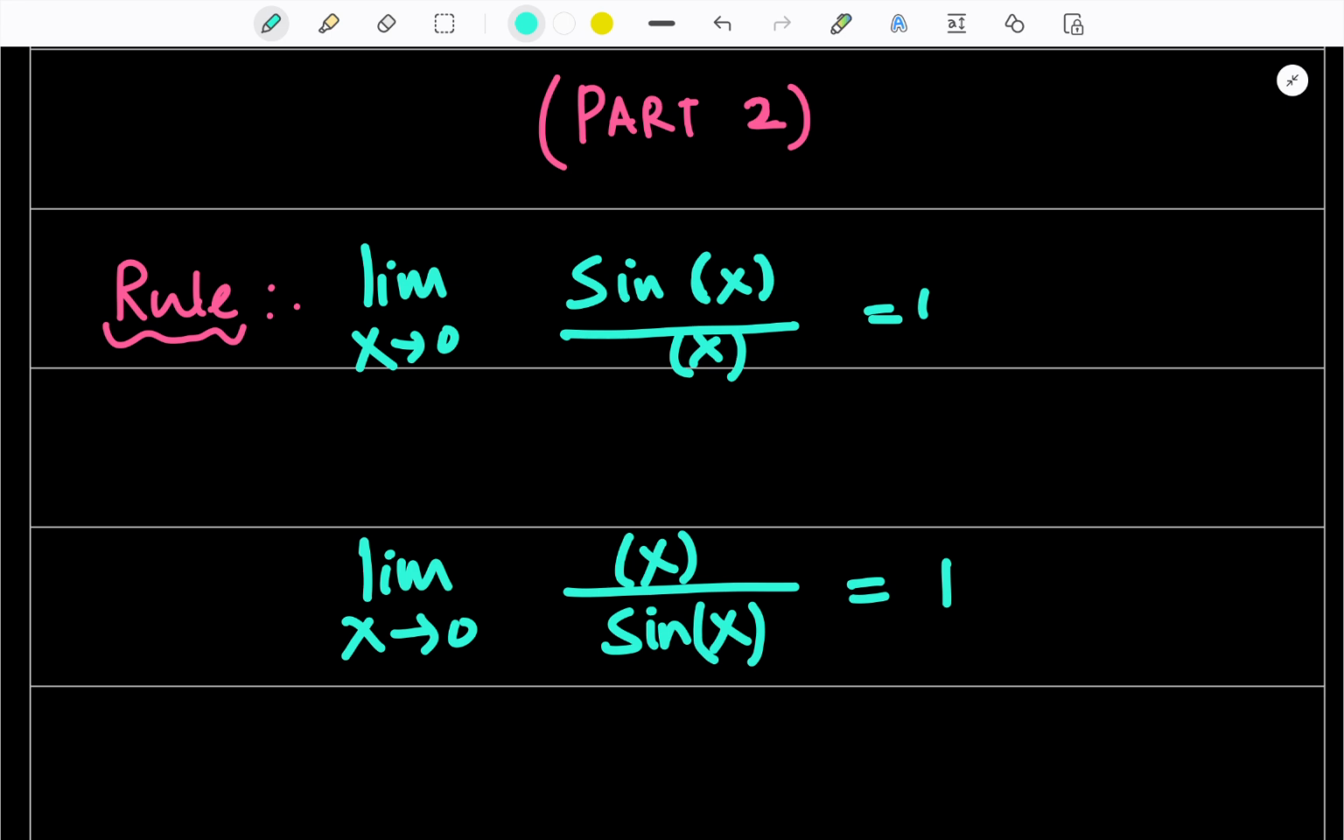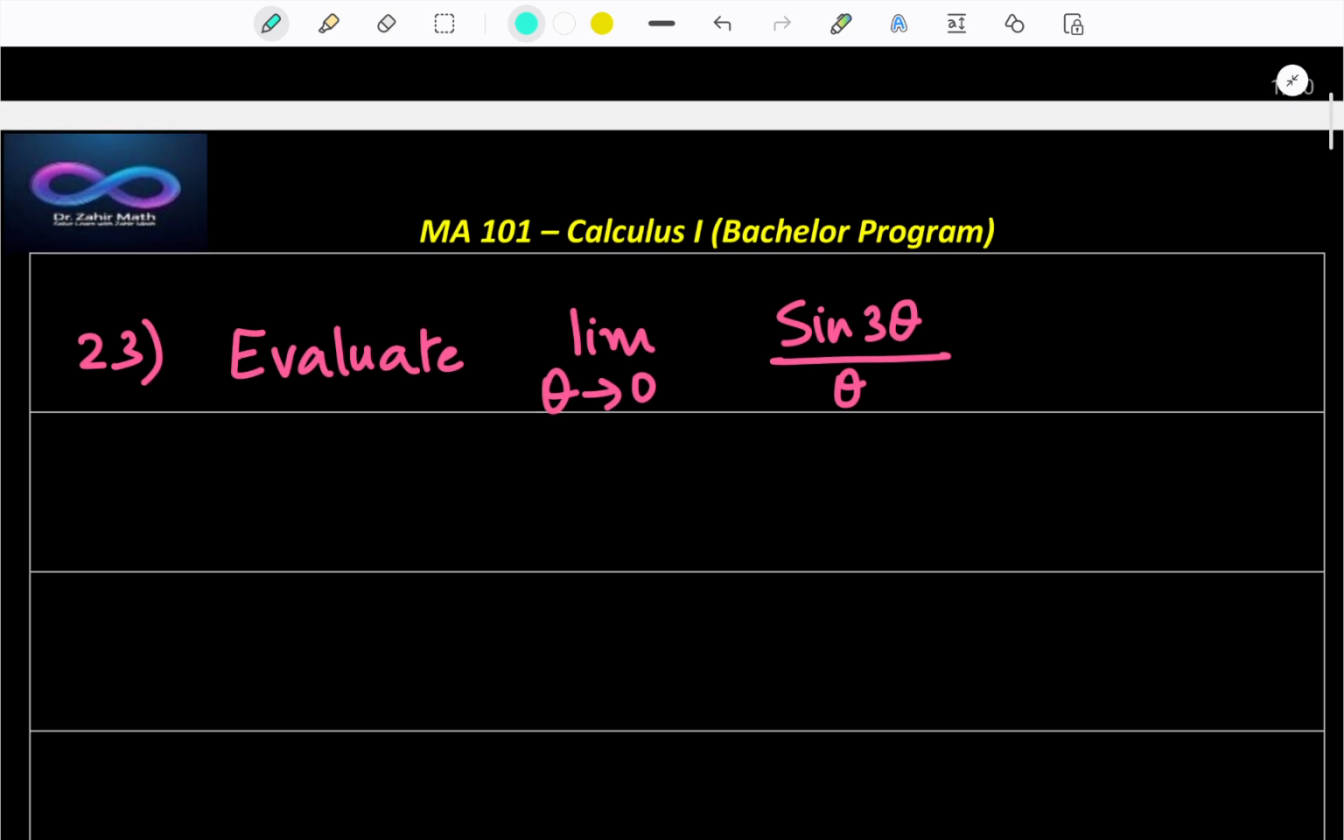These two results are the foundation for many problems in calculus. We will see how to apply them in different types of questions. So listen carefully and make sure you understand this property well, because it will appear again and again in later chapters as well as in the exams. Right. Let's go to the first question.